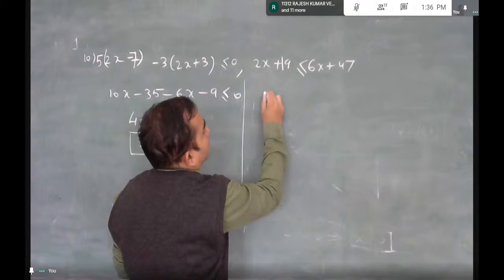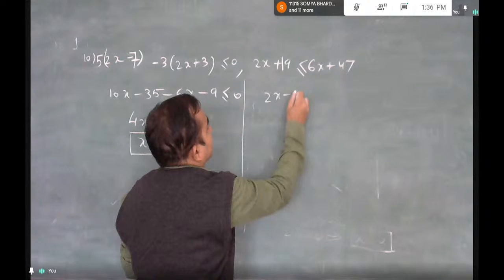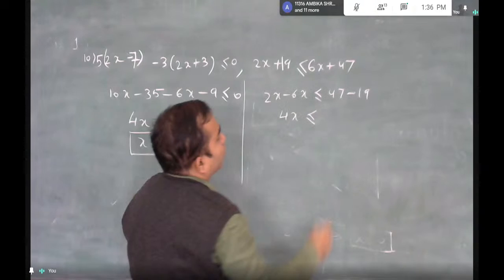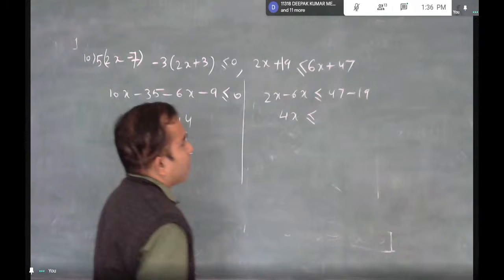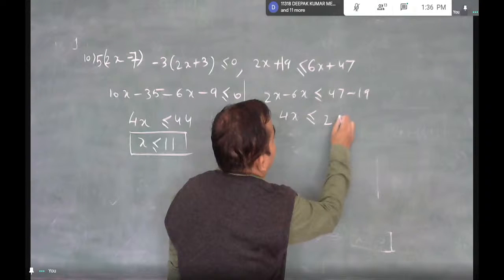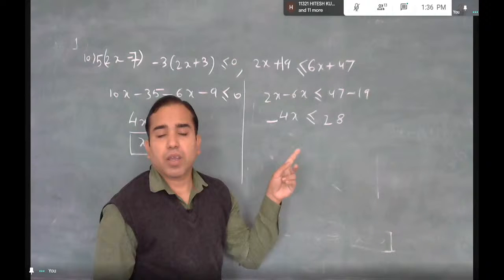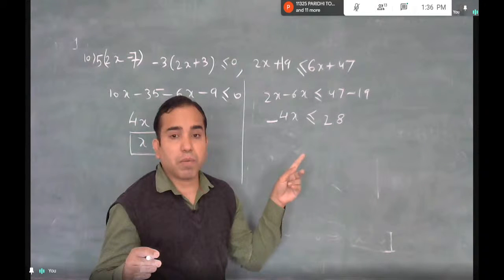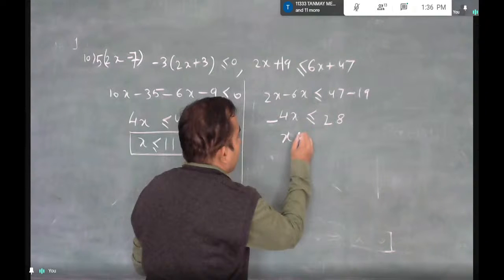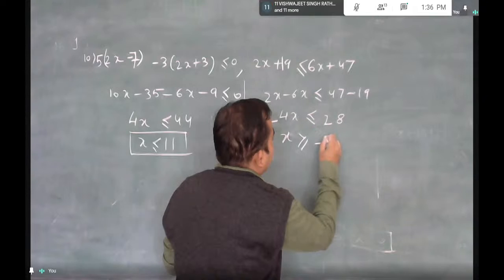2x plus 19, let us change the sides. 2x minus 6x less than or equal to 47 minus 19. 4x less than or equal to 47 minus 19, how much? 28. Minus 4x, 2x minus 6x is minus 4x. Okay, minus 4x less than or equal to 28. Let us divide by minus 4. Keep in mind, whenever you divide by a negative number, the inequality becomes reversed. Dividing by minus 4, x greater than or equal to 4 7s are 28, minus 7.